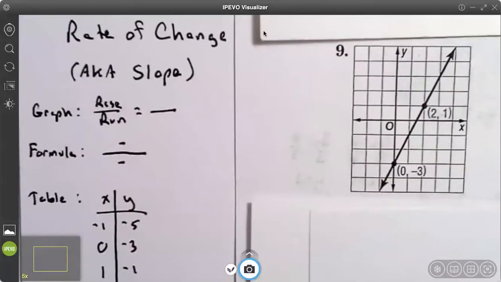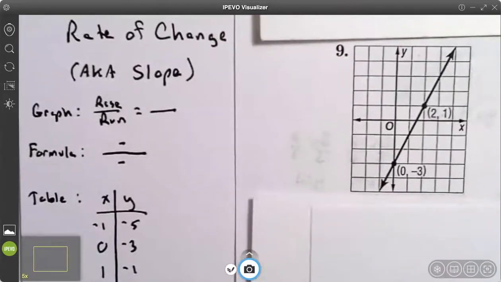We will cover a few different things in this video. The first thing we'll talk about is rate of change, also known as slope. Anytime you're asked for the rate of change, you are being asked for the slope. It is one and the same. So let me do one example for you.